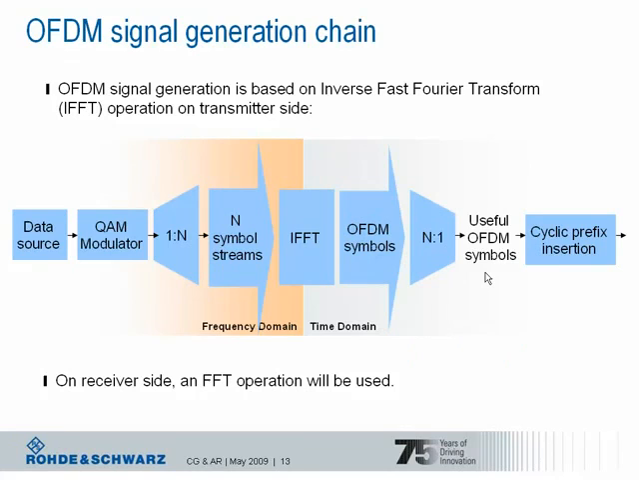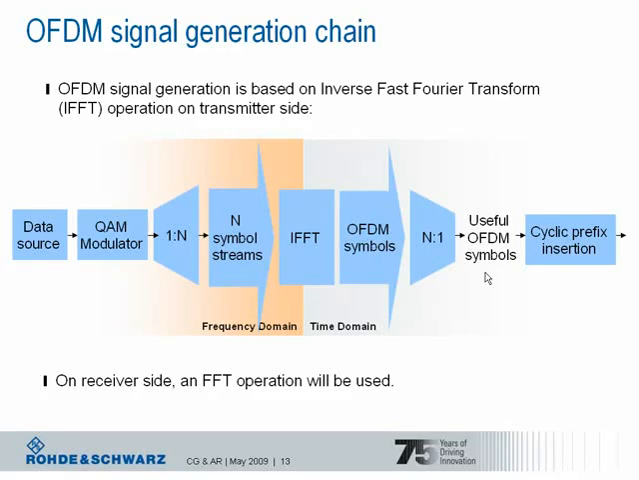This picture shows the OFDM signal generation chain. So the modulated data symbols, which are going to be transmitted, are first parallelized, and then they are used as input bins to an IFFT operation. IFFT stands for Inverse Fast Fourier Transform operation, which is taking place on the transmitter side in an OFDM system. This operation produces OFDM symbols. So actually we have a conversion from the frequency to the time domain here, and the OFDM symbols are then transmitted in the time domain of an OFDM signal.